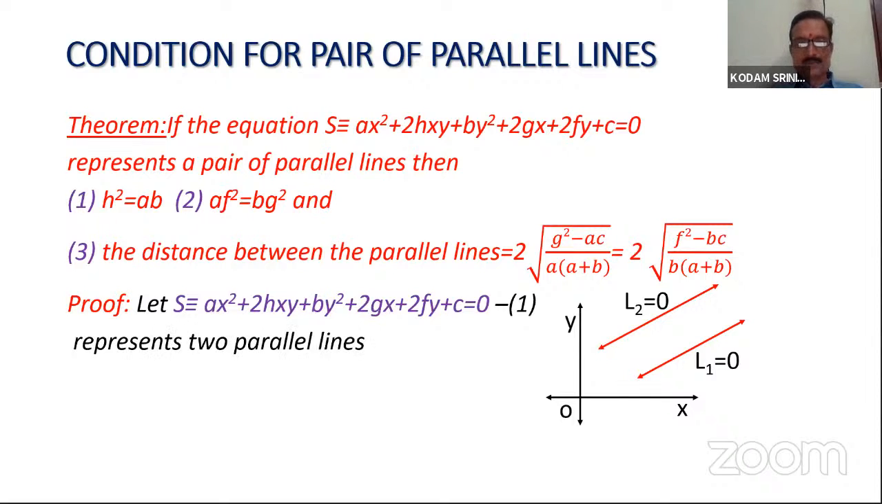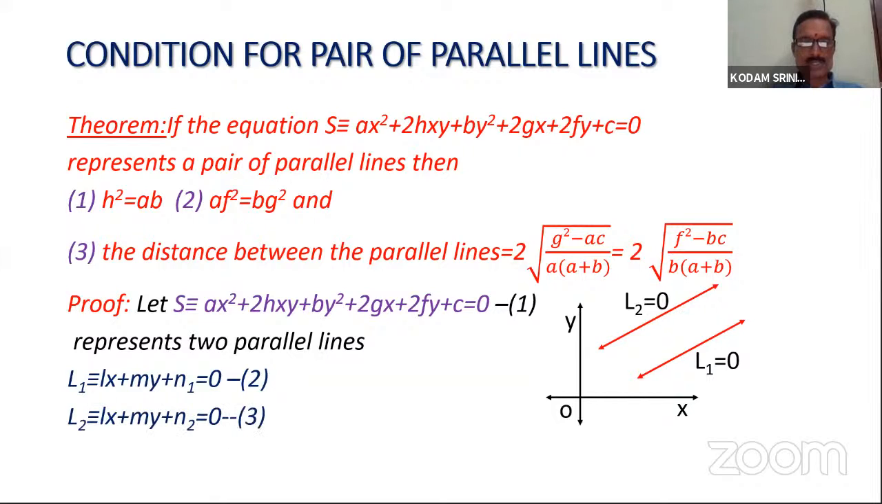So let us say this one equation represents two parallel lines. Those two parallel lines are L1 = 0 and L2 = 0, that is L1 = lx + my + n1 = 0 and L2 = lx + my + n2 = 0. So already we have that the equation of a straight line is of the form ax + by + c = 0.